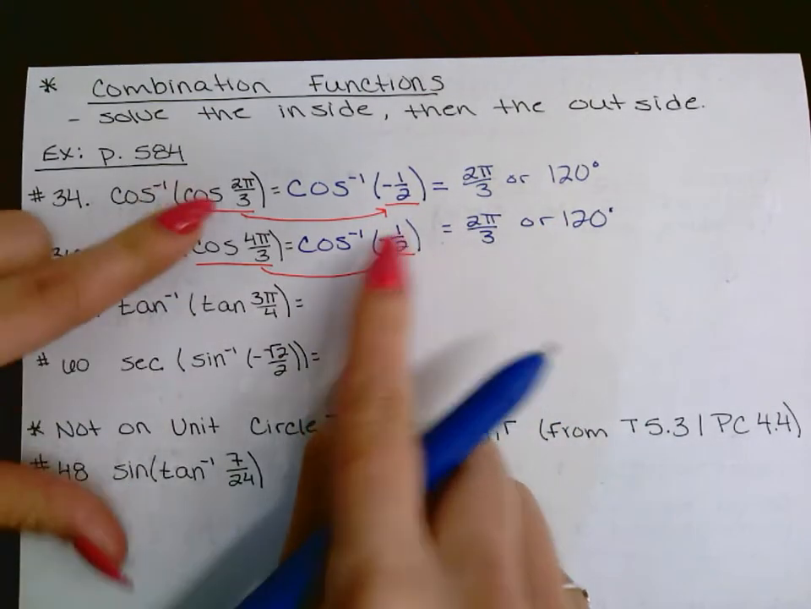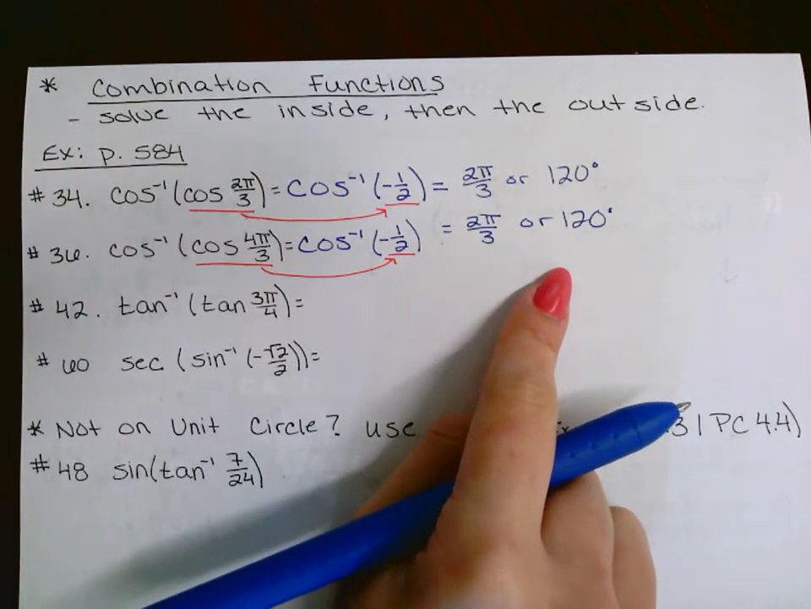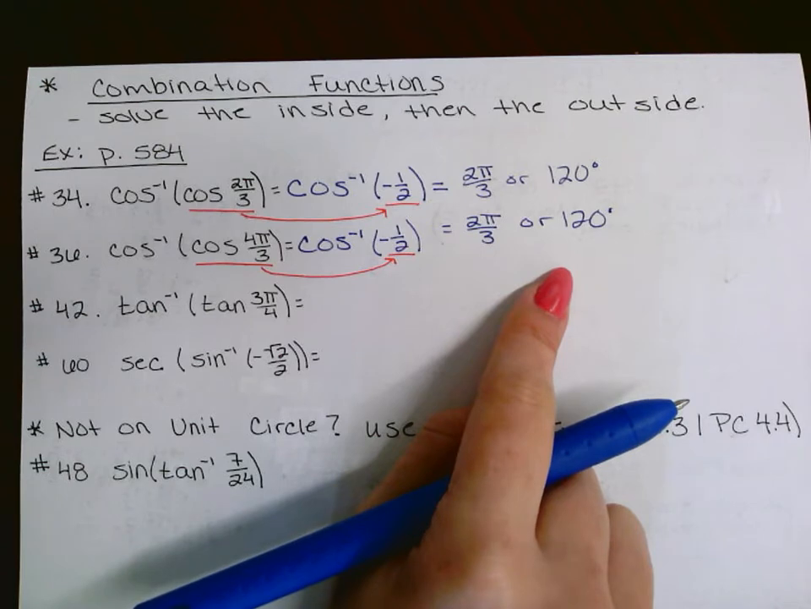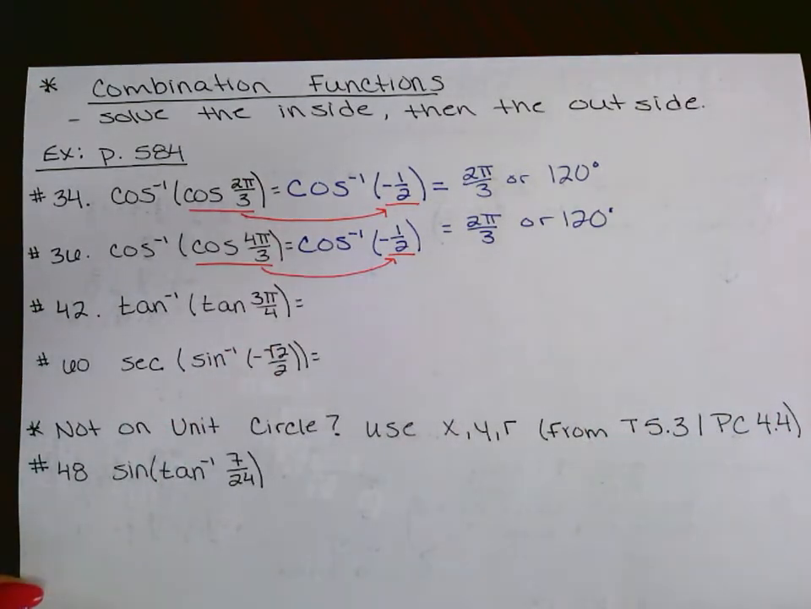Do you see that even though we started off with something different, we could end up with the same answer? So it's almost like a word search with your unit circle. You're just searching around. All right. Tangent, we're working on the next one.